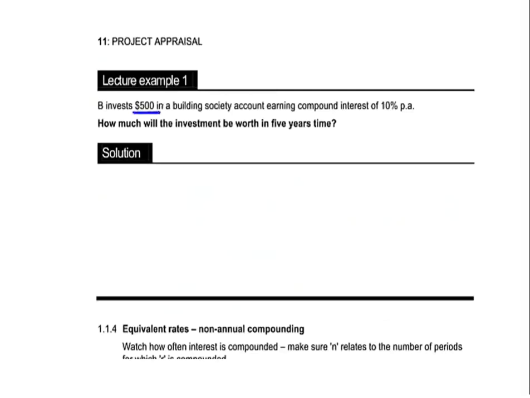Well, B is investing $500 into a building society account and the rate of interest is 10%. So how much will it be worth in 5 years' time? We've got $500 multiplied by 1 plus the interest rate as a decimal, so that gives us 1.1 to the power 5, because we've got n equal to 5 as we're investing it for 5 years. So it's going to be worth $805.26.